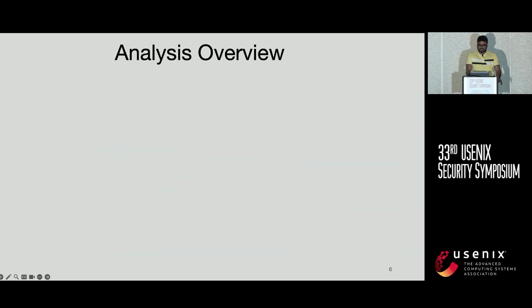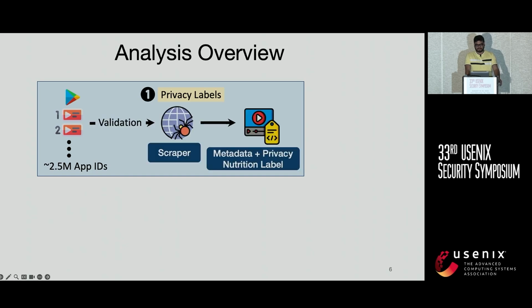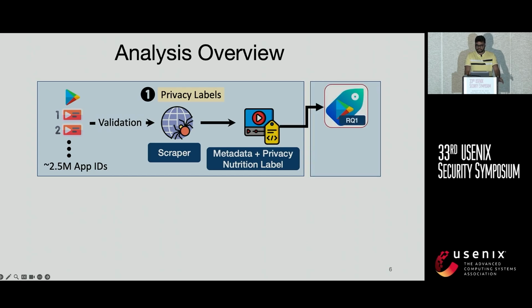Before we go into the results, here's a quick overview of the analysis pipeline. To collect the DSS, we start with the list of app IDs from AndroZoo. Then we scrape the metadata and DSS using our custom scraper. We use this DSS to understand how privacy practices are reported at scale. We also perform this scraping 10 times over a period of 10 months. That allows us to study the evolution of DSS over time.